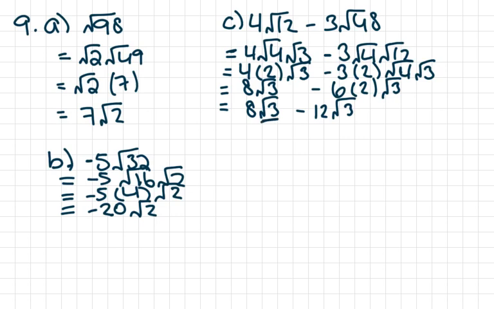Now, since these are both multiplied by root 3, they're like radicals. So I can do 8 minus 12 is negative 4 root 3, and that's my final answer. D.